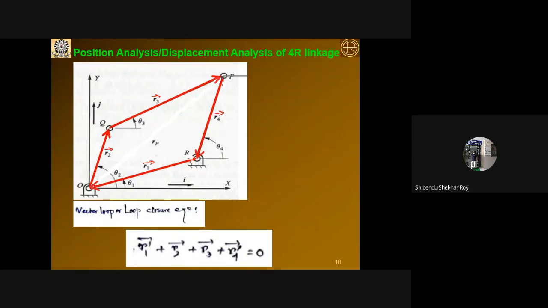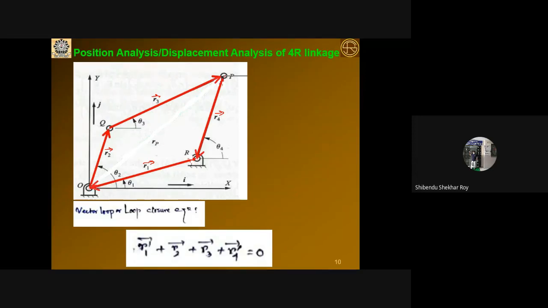Or rather better to say that the mod of R2, that means node to node distance, from this node to this node, this distance is basically the length of the second link. Then mod of R2, mod of R3 is the node to node distance. Mod of R4, this node to node distance. Mod of R1, this node to this node distance.